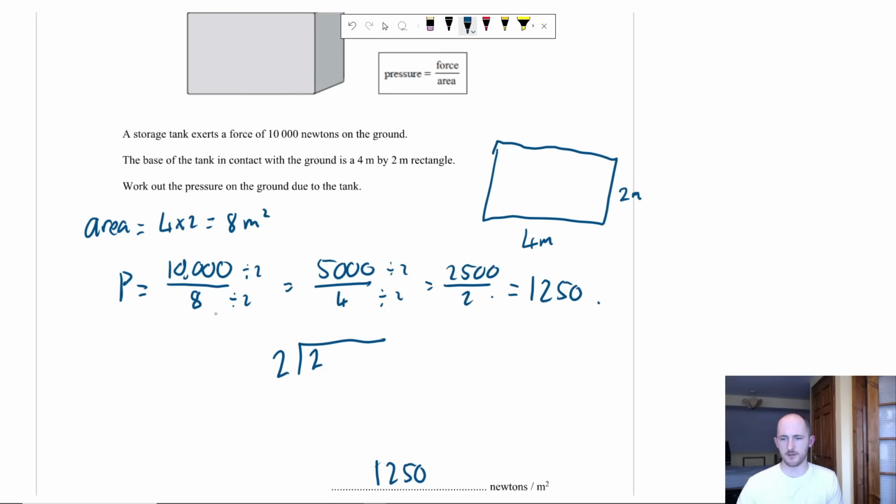Okay, so again, just to do the bus stop method. And by the way, do let me know if you want me to go through the bus stop method each time it comes up. But 2 into 2 is 1. 2 into 5 goes in twice, right? 2, 4. 6 is too big, so we go back. Remainder 1, so put the 1 there. 2 into 10 gives me 5. 2 into 0 gives me 0. So 1,250.